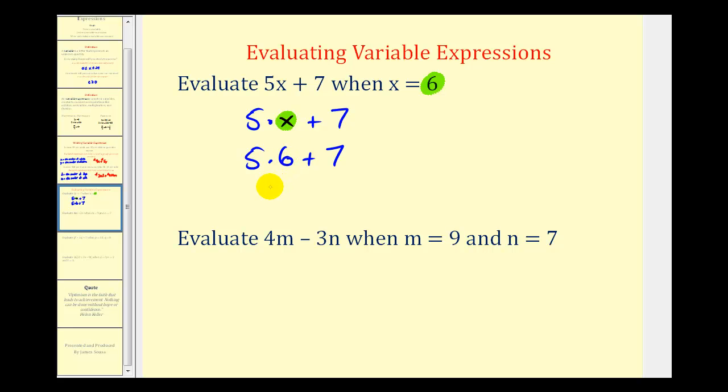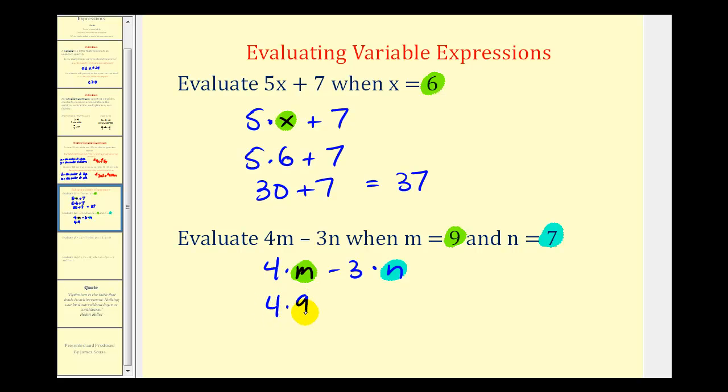To evaluate this, we have to follow the order of operations. So we'll multiply first. 5 times 6 would be 30. So 30 plus 7. So the expression is equal to 37 when x is equal to 6. Let's go ahead and try another one. Here we want to evaluate 4m minus 3n when m equals 9 and n equals 7. So this means 4 times m minus 3 times n. So we'll substitute 9 for m and 7 for n. So we'll have 4 times 9 minus 3 times 7. We'll first multiply, so we'll have 36 minus 21. Well, 36 minus 21 is equal to 15. So 4m minus 3n is equal to 15 when m is 9 and n is 7.